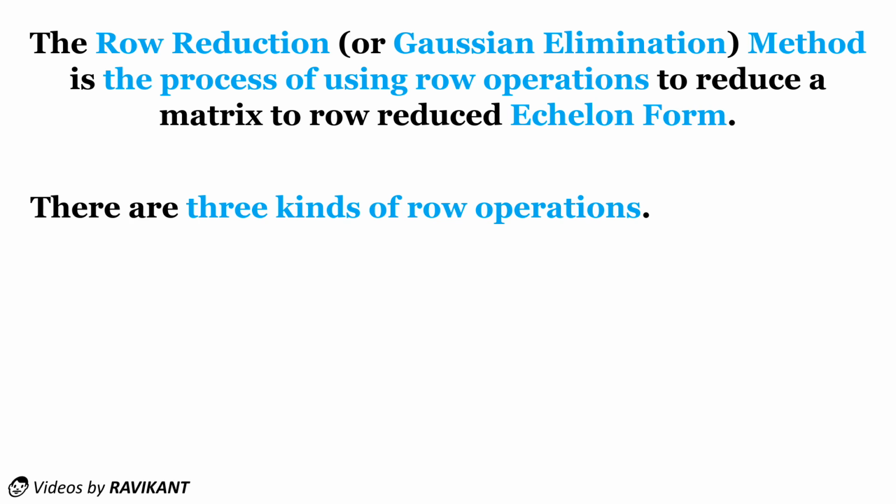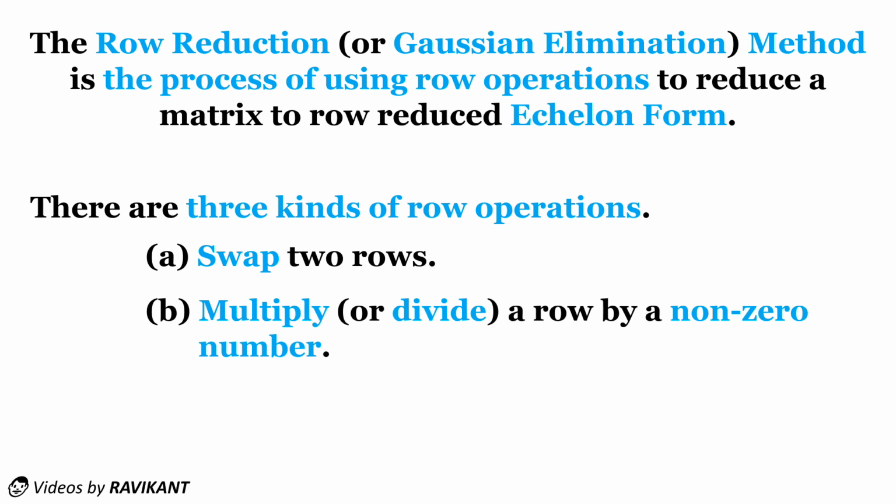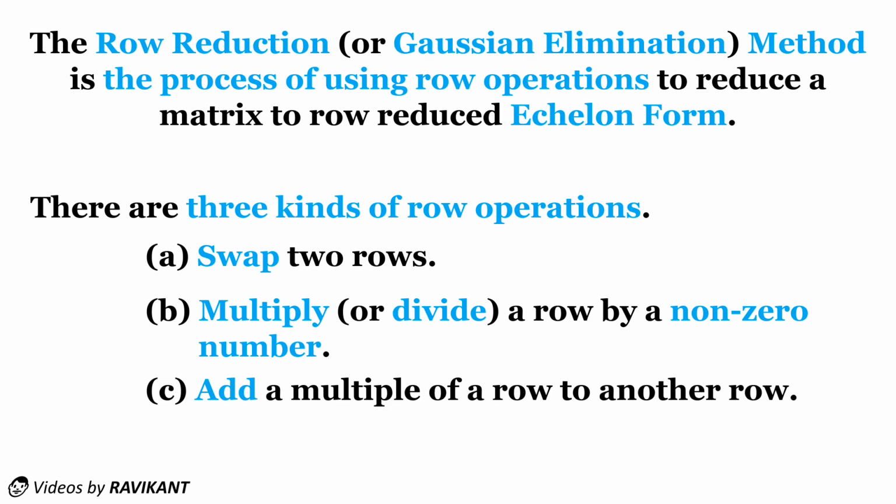To reduce rows, there are three kinds of row operations. First, we can swap two rows. Second, we can multiply or divide a row by a non-zero number. And third, we can add a multiple of a row to another row. So these are the three operations which will help us to solve a matrix.